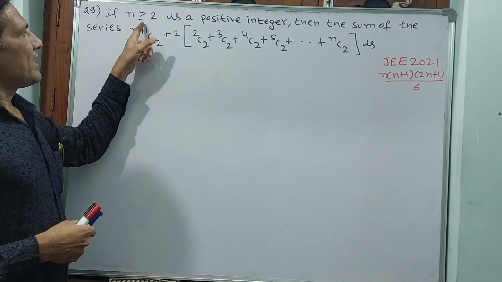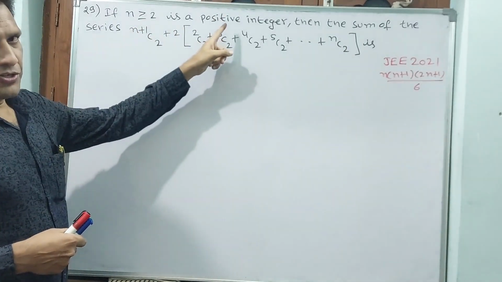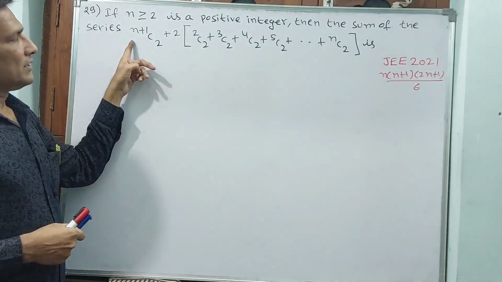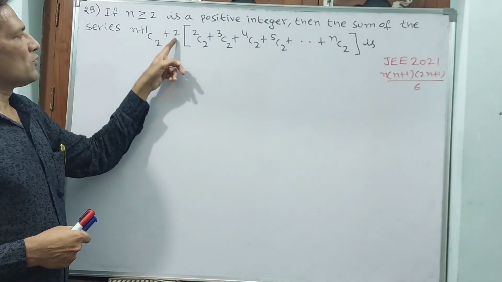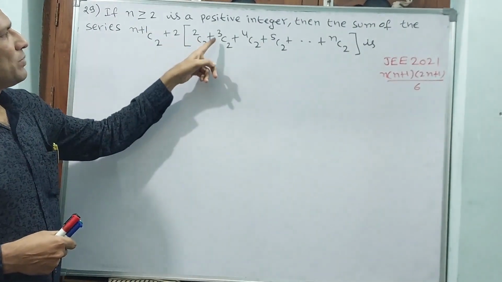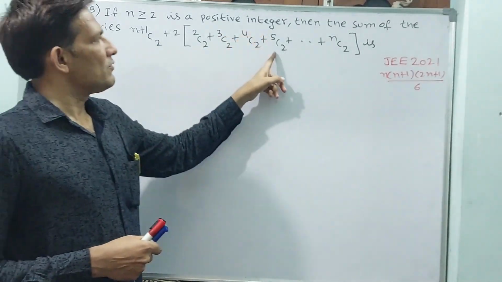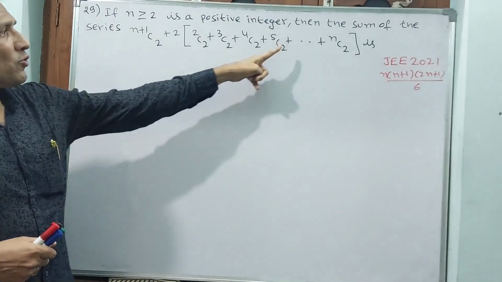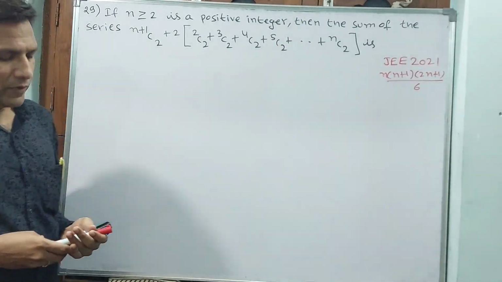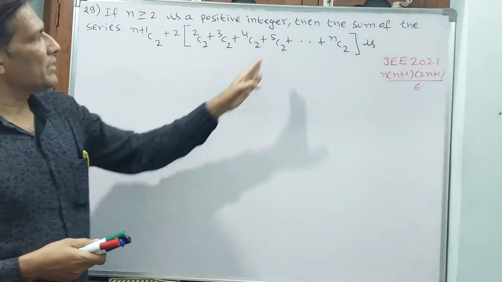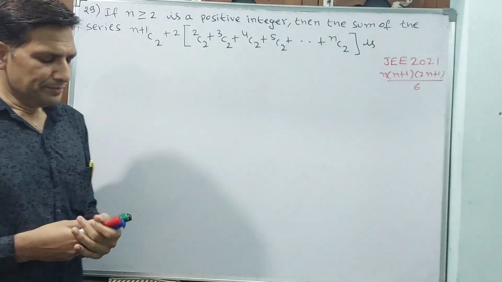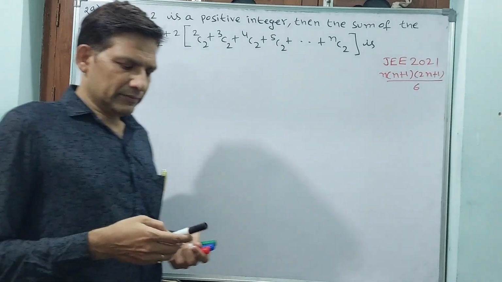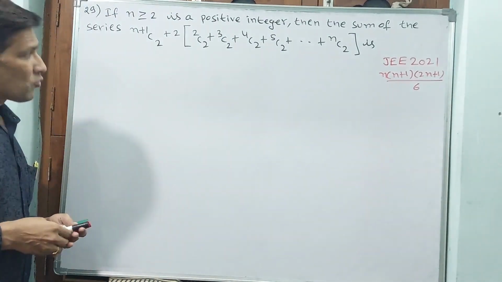If n is greater than or equal to 2 is a positive integer, then the sum of the series (n+1)C2 + 2 times (2C2 + 3C2 + 4C2 + 5C2 + ... up to nC2) is how much? But we don't know exactly what the ending n is. It may be 50, it may be 100 or it may be 6 also, we don't know. But the answer has also been given in terms of n only. Okay, how to find this answer?